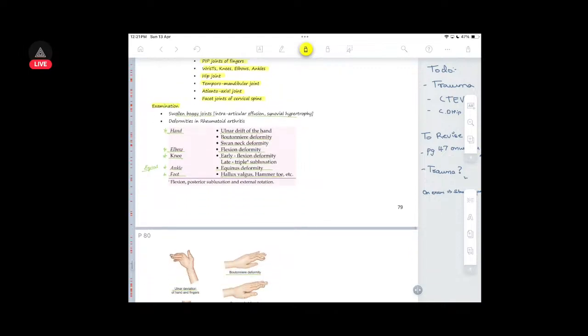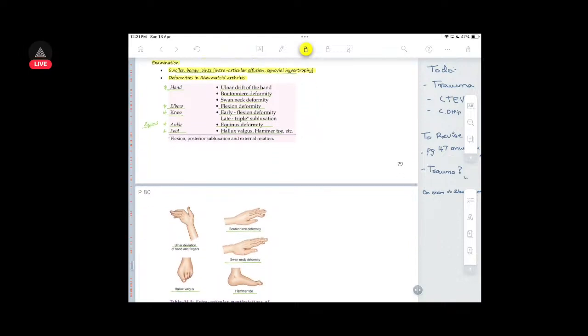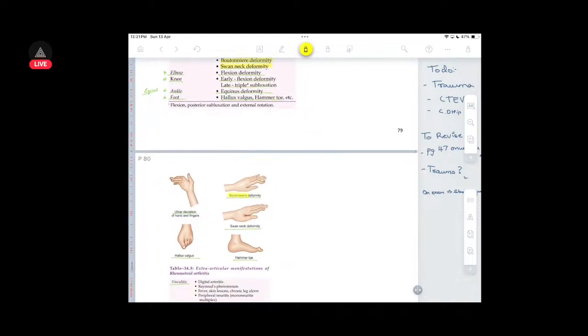So examination, you have swollen boggy joints, intra-articular effusion, and synovial hyperplasia. Hypertrophy will be seen, and deformities will be there in rheumatoid arthritis. In the hand, you will have ulnar drift of the hand, boutonniere deformity and swan neck deformity. Boutonniere deformity is basically one of the hand fingers will be folded. It will be like one is extension and flexion, the other one is flexion and then extension. That is boutonniere and swan neck deformity, and ulnar deviation is where it will deviate towards the ulna.